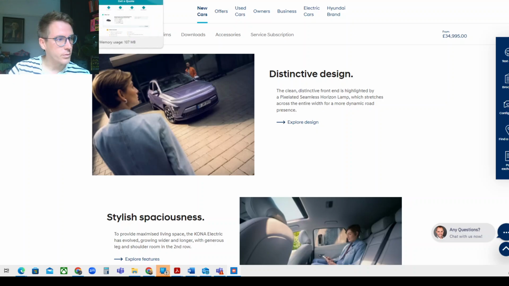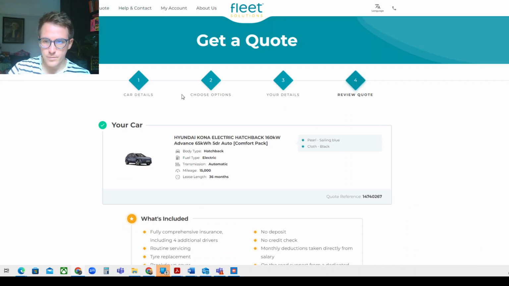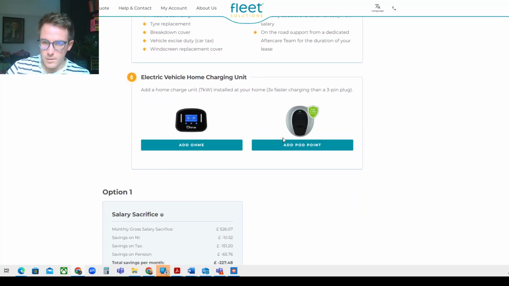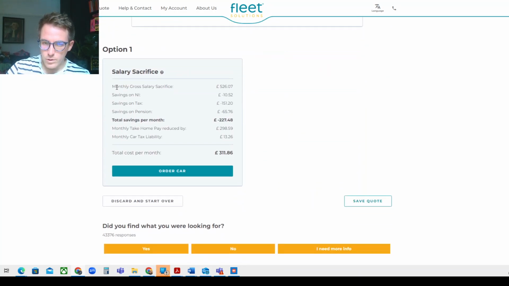So first we have the EV. This is the advanced, this is the new, it's not the ultimate, this is the basic full range new Kona. And what they would do is the gross cost is £500 a month at lease, but you are saving, I think some of the figures are wrong here, aren't they? Oh no, no, never mind, anyway, I'll shut up.